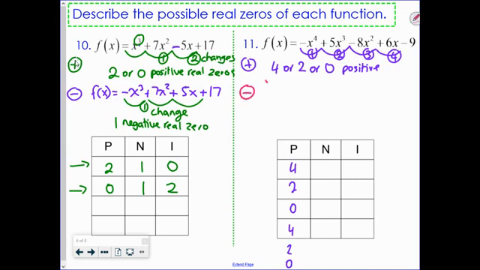For the negatives, I need my function of negative x. Oh, look, I wrote that wrong last time. That should have had a negative there. Okay, this equals, that's an even power, keep it negative. That's an odd power, flip it. That's an even power, leave it the same. That's an odd power, so flip it, minus 6x, and then I've got minus 9 at the end. So as I go along, no change, no change, no change, no change. That's useful. We have no changes in sign.